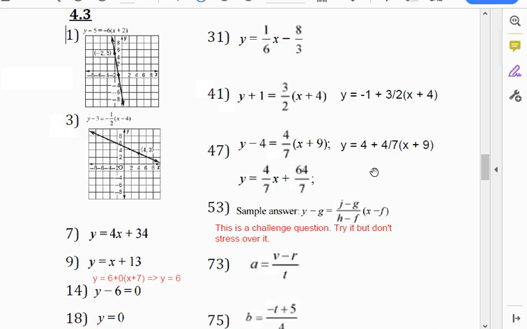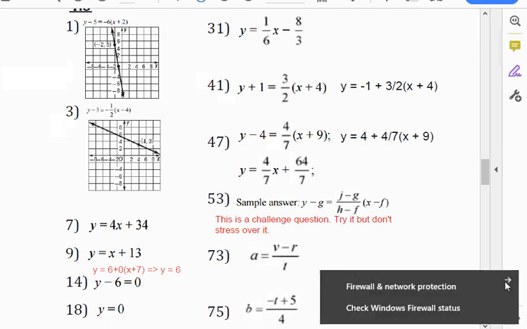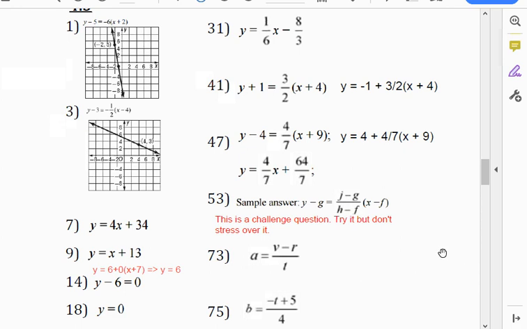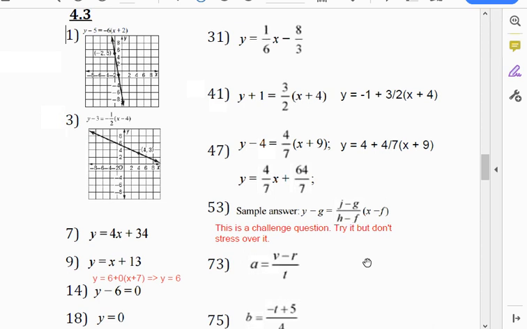53 was meant to be a little bit of a challenge. If you got it, awesome. If you didn't, don't worry too much about it. It was supposed to be one that kind of just tested you. 73 and 75 was practice solving for a variable. 73 is a equals the quantity v minus r all divided by t. 75 is b equals -t plus 5 divided by 4. So there are your answers to section 4.3.